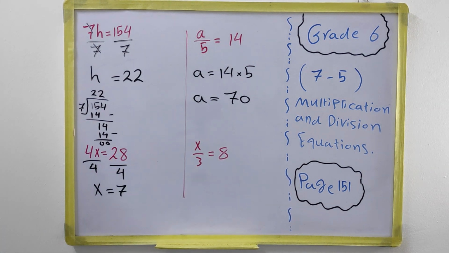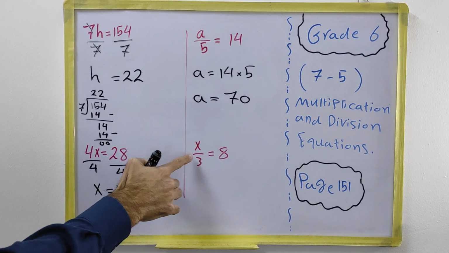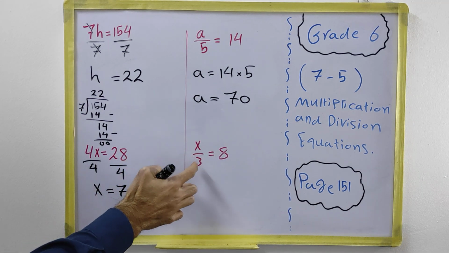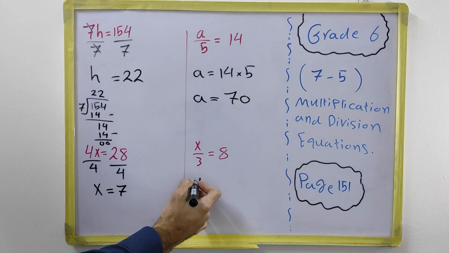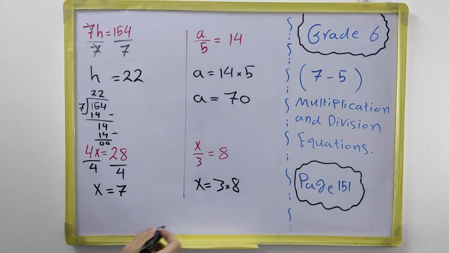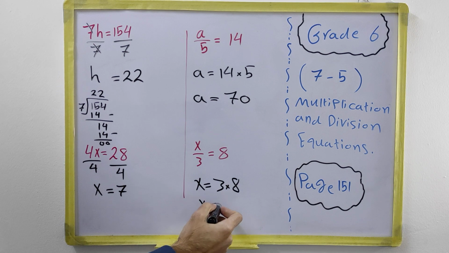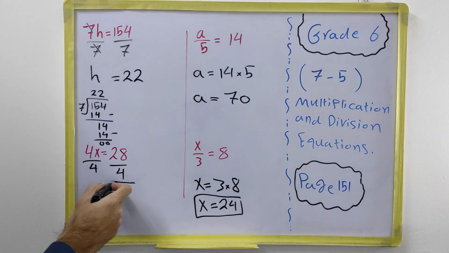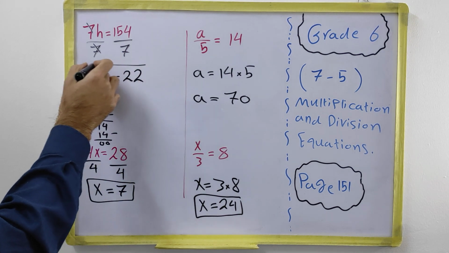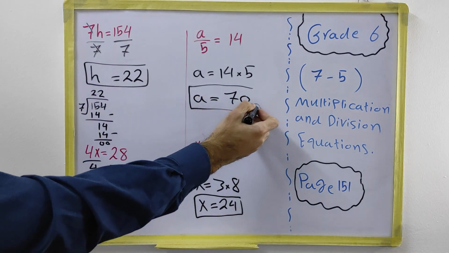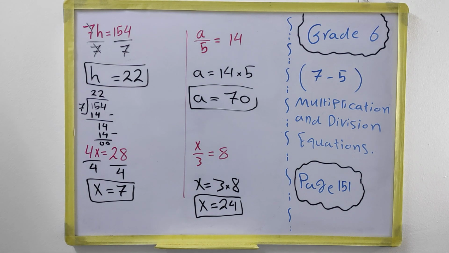The other one we have x over 3, which means x divided by 3 equals 8. Because we have divide, we use multiply to solve. We say x equals 3 multiply 8. 3 multiplied by 8 would be 24. So this is the result: x equals 7, a equals 22 from the long division, and a equals 70 from 14 multiplied by 5.